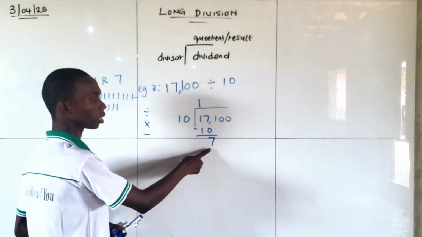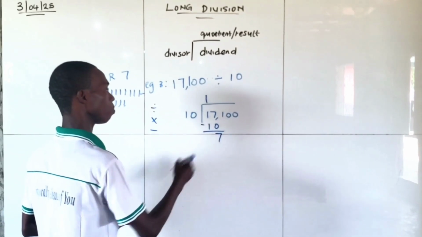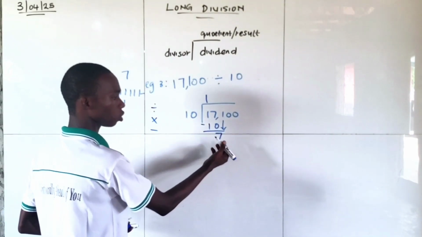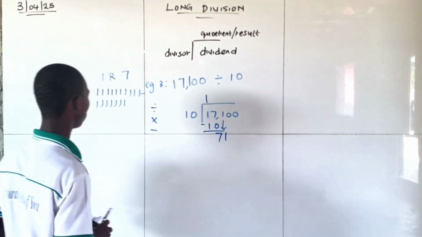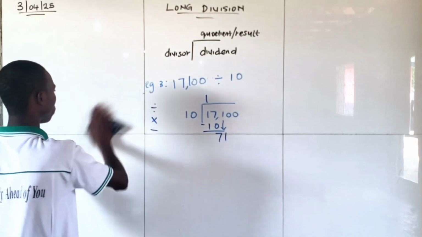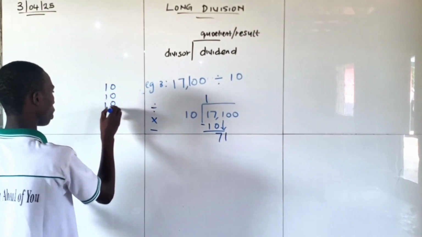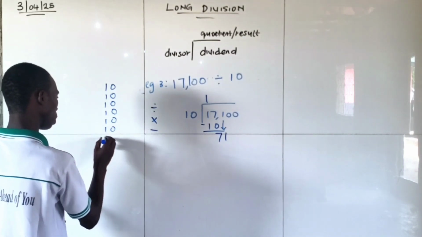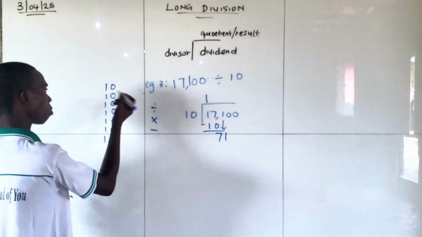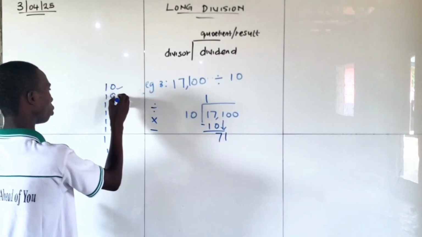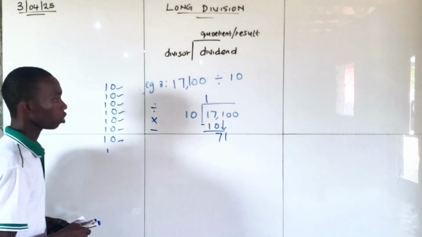Now, since the divisor is still greater than the dividend, we cannot divide. So let's bring down other numbers. So now, we bring down this 1 down to add to this 7 to make 71. So now, 10 divided by 71. Let's do it. Now, because of time, let me just do 10, 20, 30, 40, 50, 60, 70, and 1. So this is 71. If you count it, how many 10 is here? 1, 2, 3, 4, 5, 6, 7. We're having 7 remainder 1.